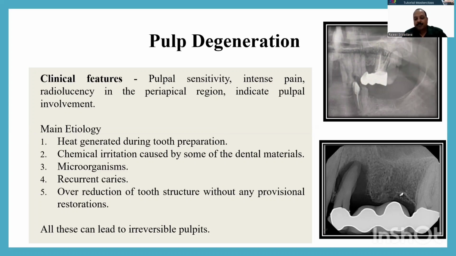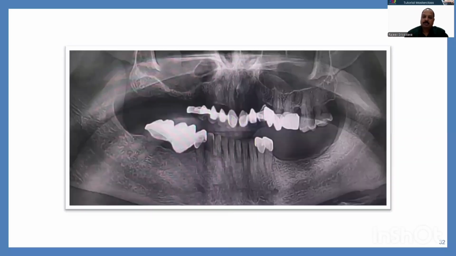Okay, or if you are not providing a provisional restoration, and you have left the tooth for a long period of time and it is very close to the nerve, this will also lead to nerve degeneration. So all these things will lead to the pulp degeneration, nerve degeneration, and it will lead to irreversible pulpitis.